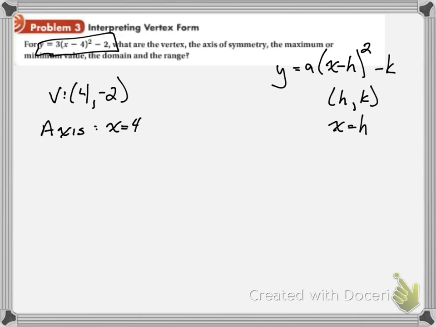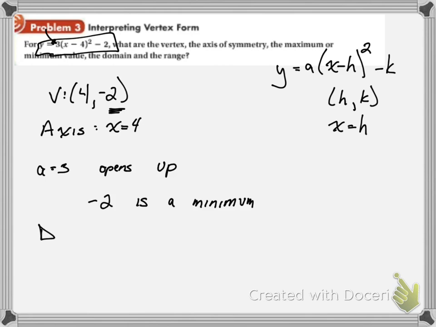To talk about a max or min value, if you look at the first number, see how the first number is positive? Since my a in this case is 3, since a is 3, it opens upwards. So that negative 2 point is a minimum. If it would have opened down, the negative 2 would have been a maximum. But because it opens upwards, it's a minimum.